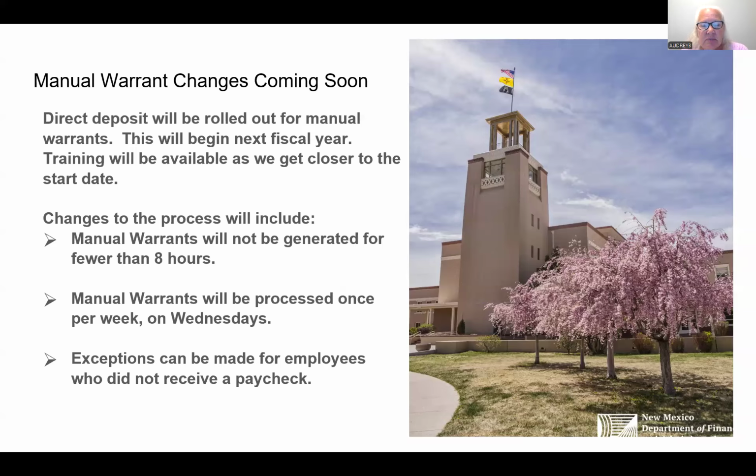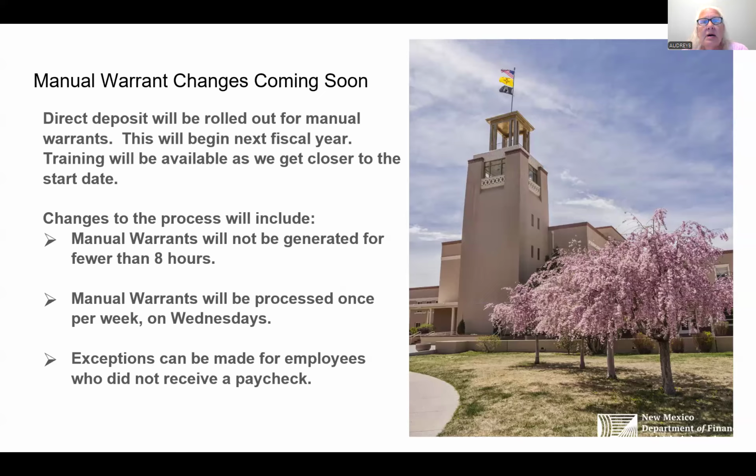One of the changes is manual warrants will not be generated for less than 8 hours. So if an employee forgot to put in 2 hours of annual leave, we will not do a manual warrant for that. The employee will have to wait until next pay period in order to get paid for those 2 hours. If an employee is underpaid for an entire day, we can do a manual warrant for that.